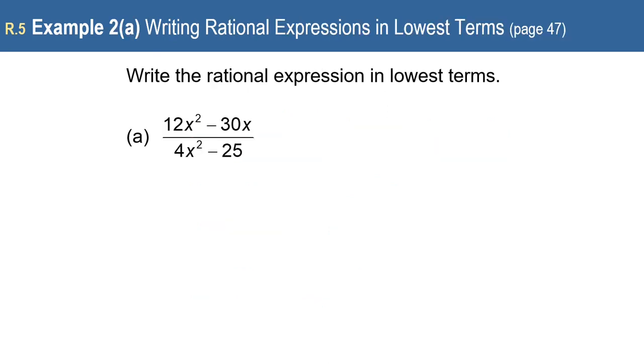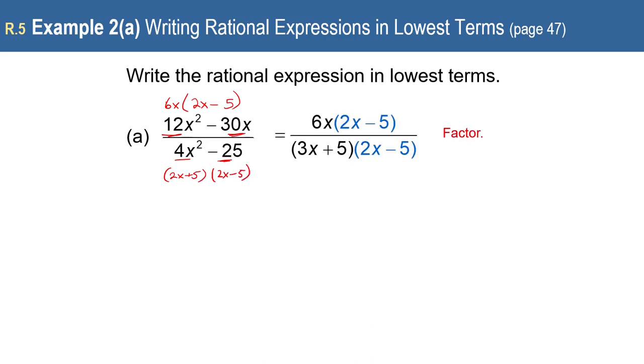Example 2, write the rational expression in lowest terms. We have 12x squared minus 30x over 4x squared minus 25. Notice the top term, we can factor out the GCF. The GCF in this case is 6x, and that leaves us with 2x minus 5 on the top. And on the bottom, I notice that this is the difference of squares. This could be factored as 2x plus 5 times 2x minus 5.